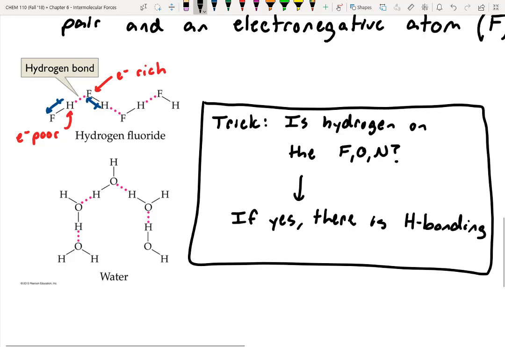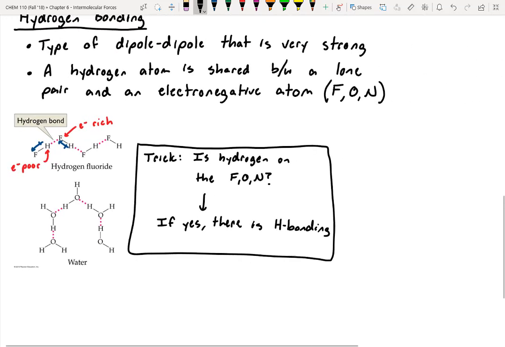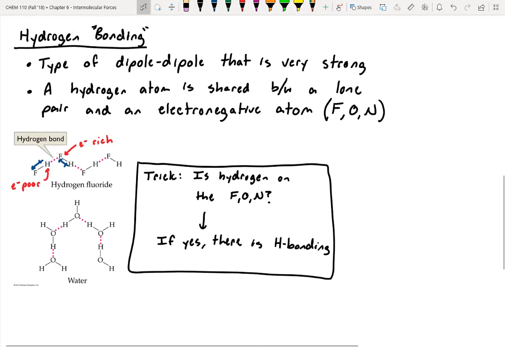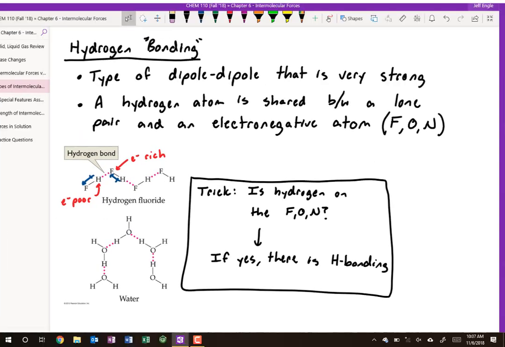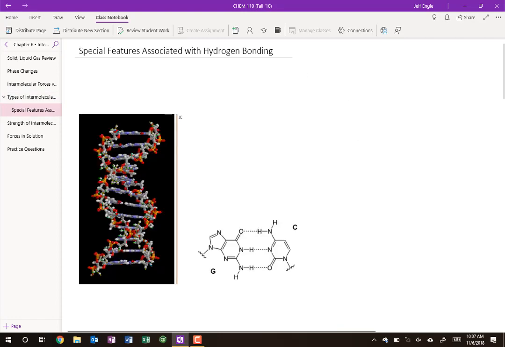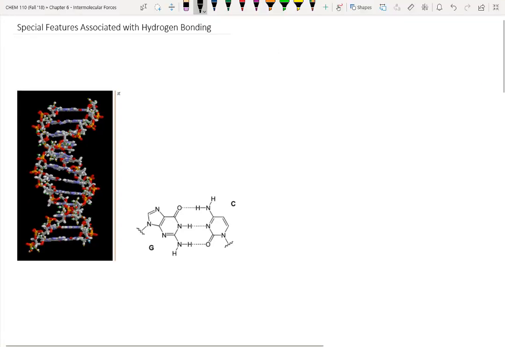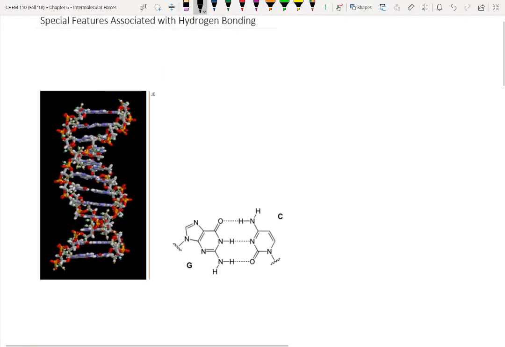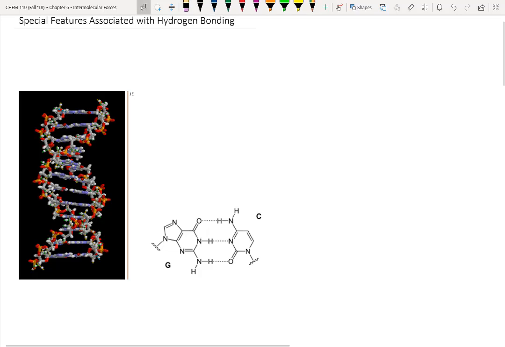All right, so hydrogen bonding is a really, really important thing in biology. How many of you are planning on taking biology at some point? A few people? That's good. Biology is really fun. So let's talk about some of these special features and how they relate to biology. Does anybody know what this compound is on the left? Looks like DNA, right? So on the left, we've got a double helix of DNA. And H bonding is what actually holds the two strands of DNA together.